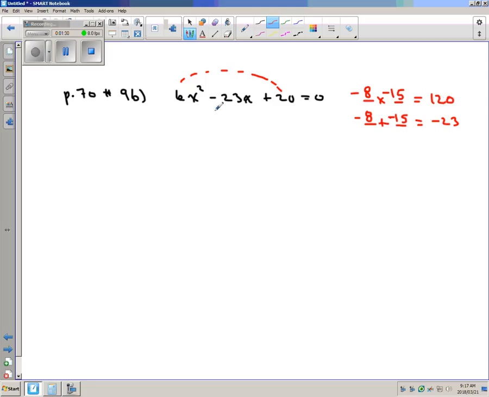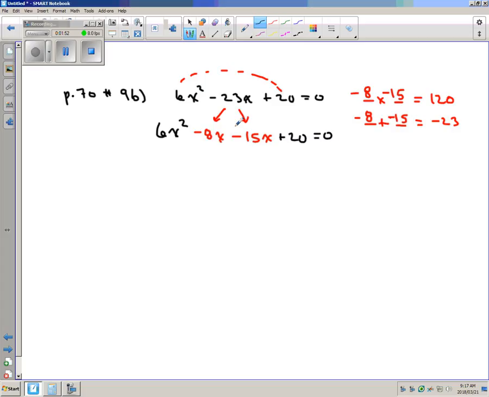Okay? So how do I factor this? You rewrite it: 6x squared. It's called the method of decomposition. You're rewriting that middle term as the sum of those two that you just found here. So negative 8x, negative 15x. Is that okay here? And then I'm just going to continue with my plus 20 equals 0.